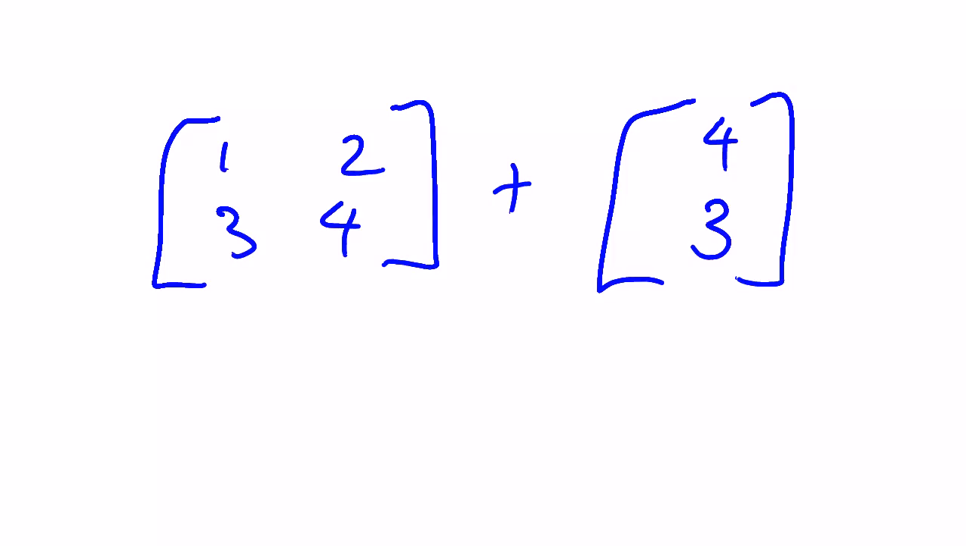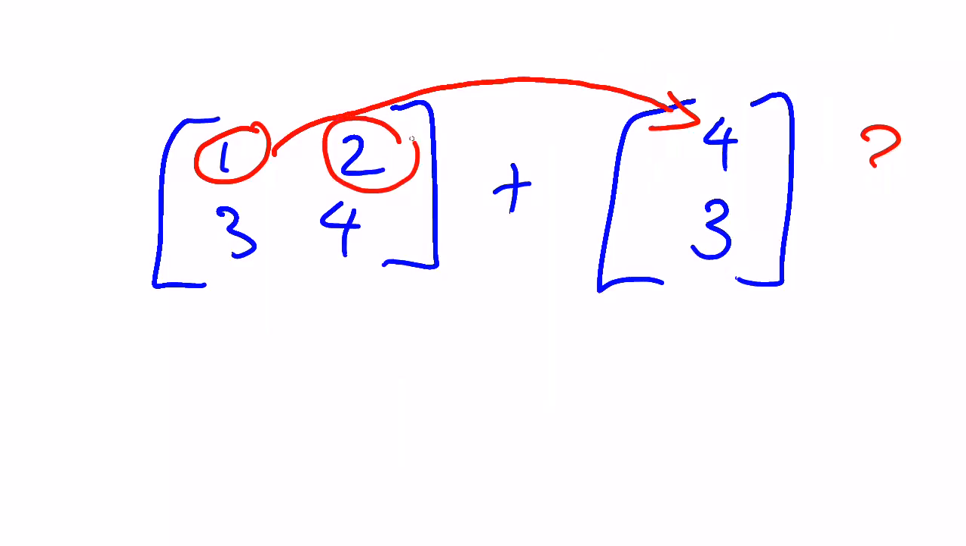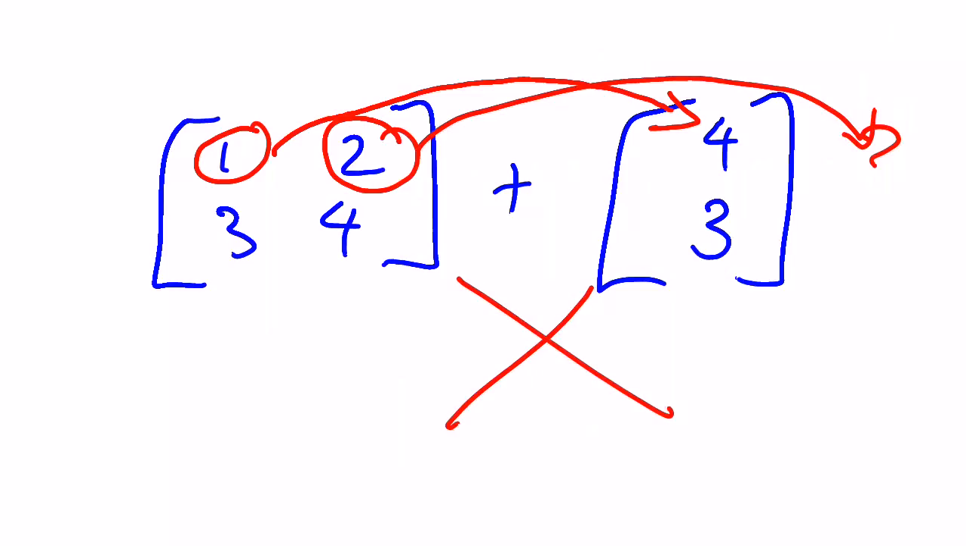Okay? But what I can't do, I can't add these two together. What am I going to add the 1 to? Maybe I would add it to this 4. Is this corresponding to this row? Or would the 2 get added to the 4? And if the 2 doesn't get added to the 4, then what do I add the 2 to? There's nothing there. So quite simply, I cannot do that because they don't have the same order.